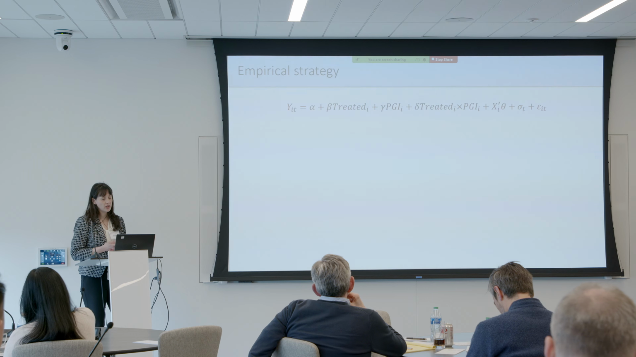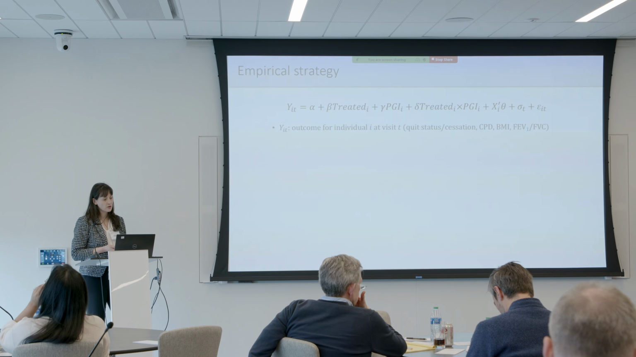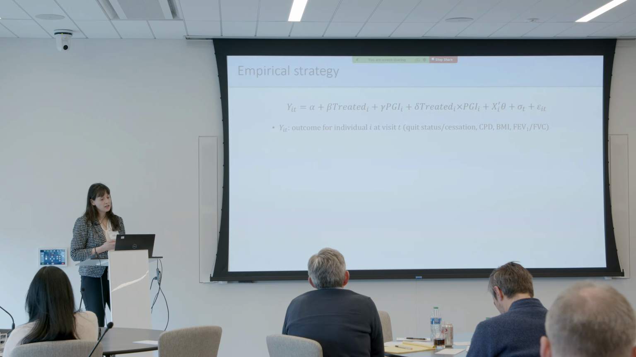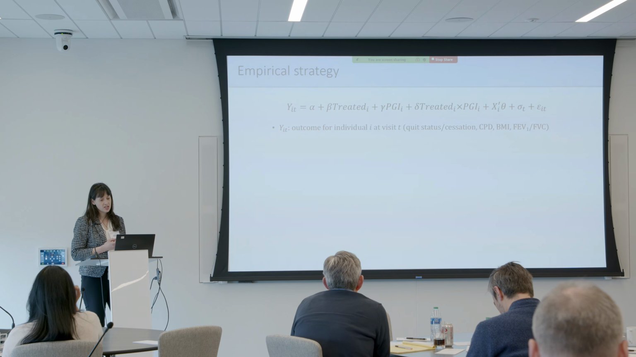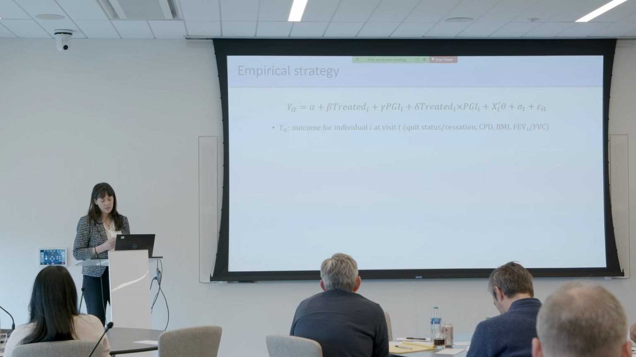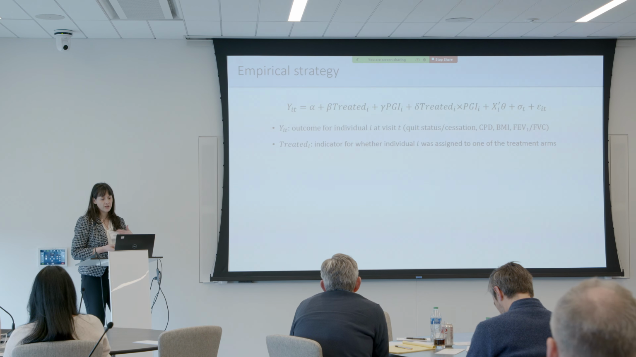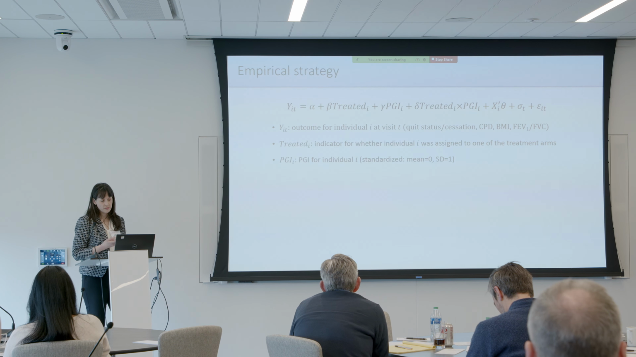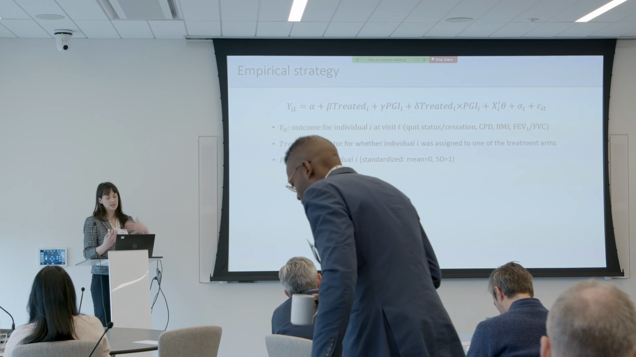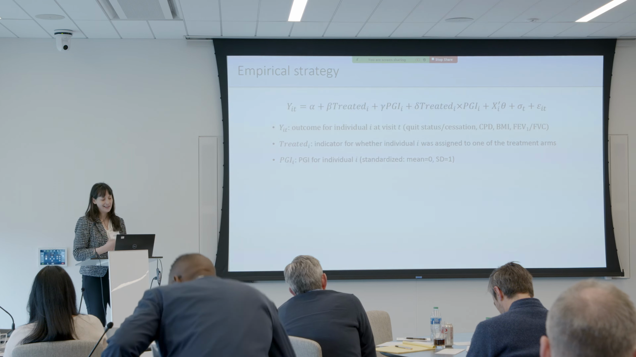We run just a simple linear interaction regression. Here, Y is the outcome for individual i at visit t. We look at quit status or cessation, with linear probability models for those, and then CPD, BMI, and the F ratio. Treated is an indicator for whether individual i was assigned into one of the treatment arms. For PGI, we use the PGI for each outcome. So if we're looking at BMI, we use the BMI PGI.